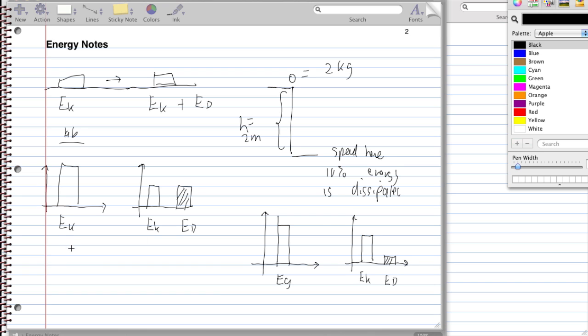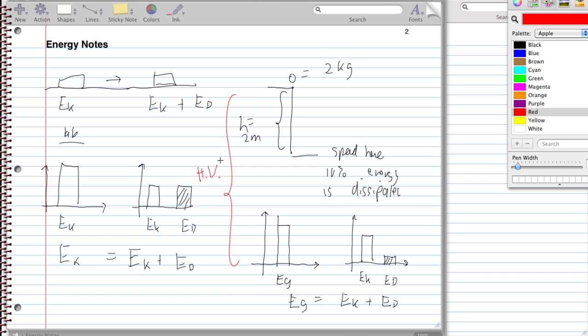And we set up equations. We said, for example, in the first case, E kinetic gets converted into E kinetic and E dissipated. And here the gravity energy gets converted into kinetic plus dissipated. So what you're going to do in the Google Docs is I'm going to have you solve the problem for these numbers as your homework. And that's a summary of what we've done so far with energy.